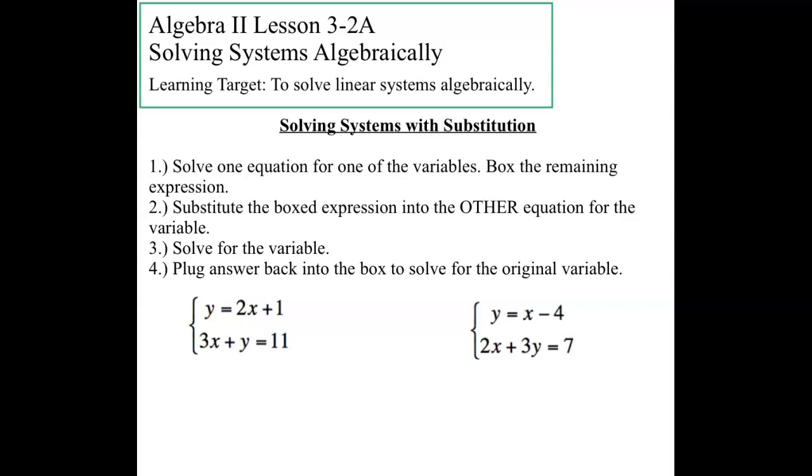All right, so our first example, we have the system y equals 2x plus 1 and 3x plus y equals 11. Notice that our first equation is already solved for y. So basically we are saying y is equal to 2x plus 1. That means we can replace that y in our second equation with that expression. So our second equation becomes 3x plus, and instead of a y, we're going to replace it with this 2x plus 1 equals 11. We've done a substitution.